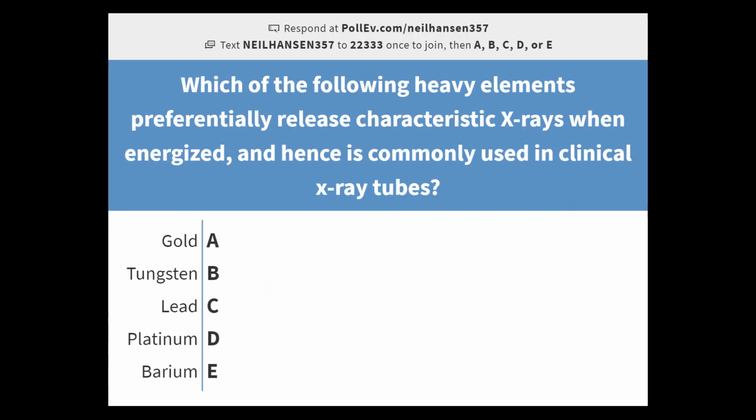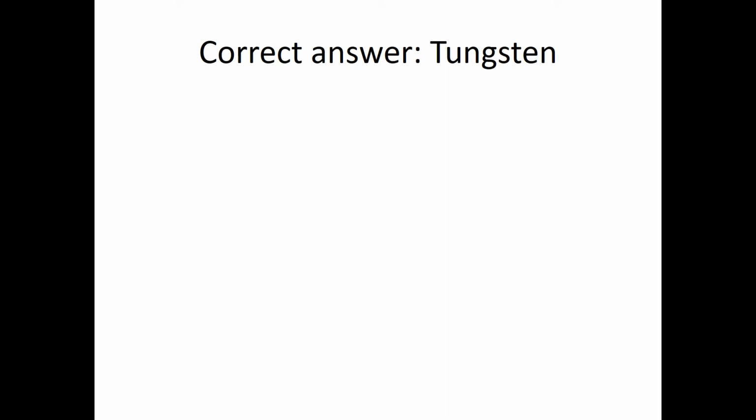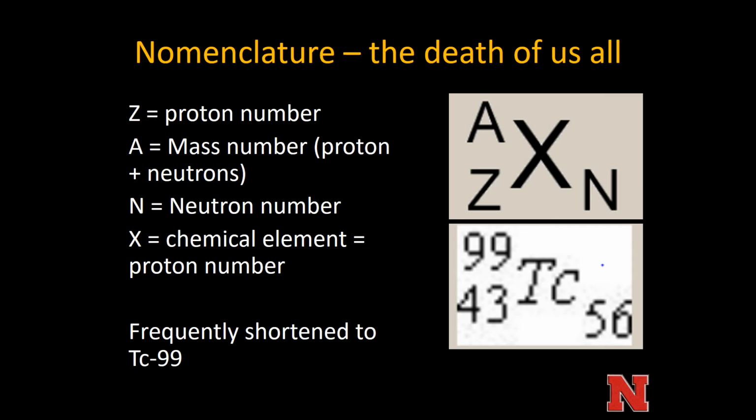All right, next question. Which of the following heavy elements preferentially release characteristic X-rays when energized and hence is commonly used in clinical X-ray tubes? You can pause now if you need more time. The correct answer is tungsten. All right, tungsten is used. We'll go over it in more detail when we go through all these image receptors and anodes and cathodes, but tungsten is a very commonly used element in machines which are designed to generate X-rays.